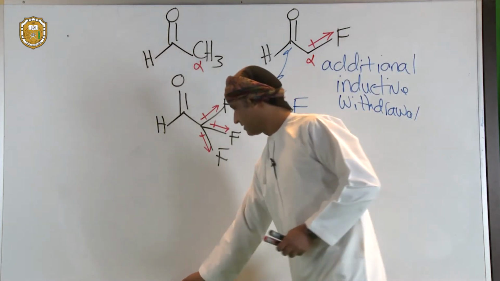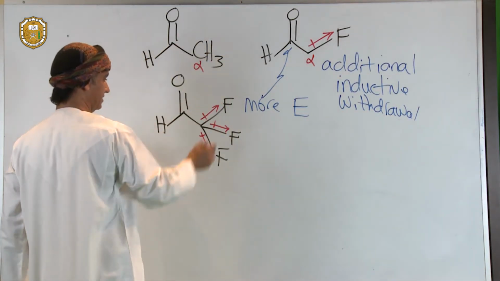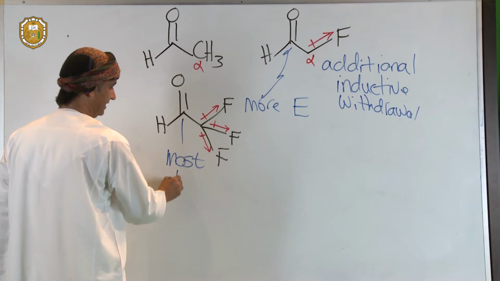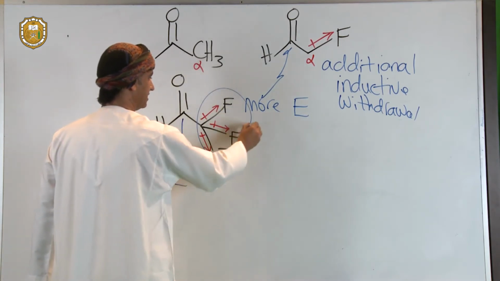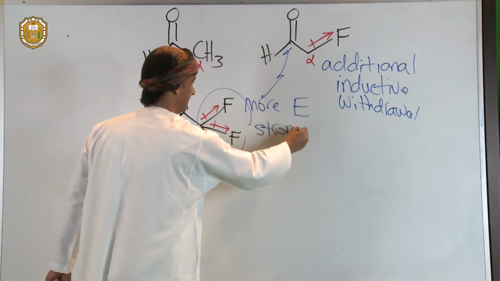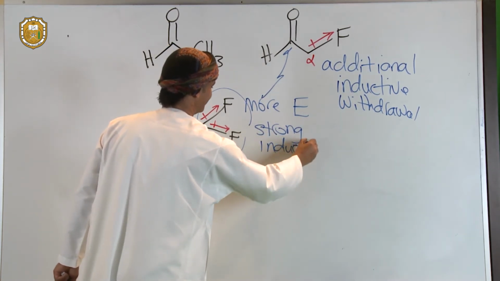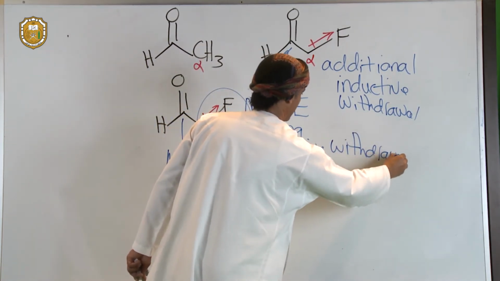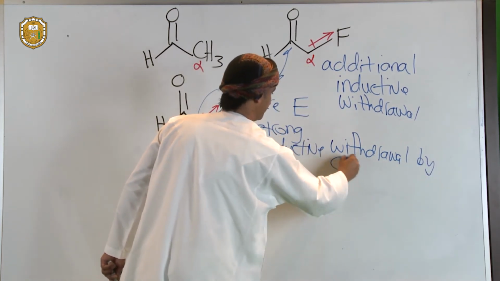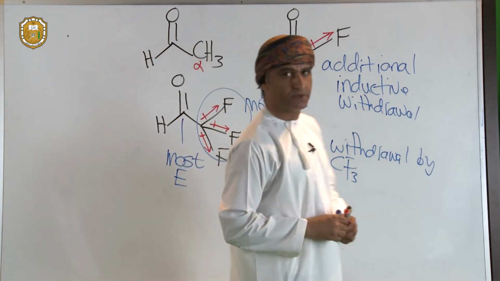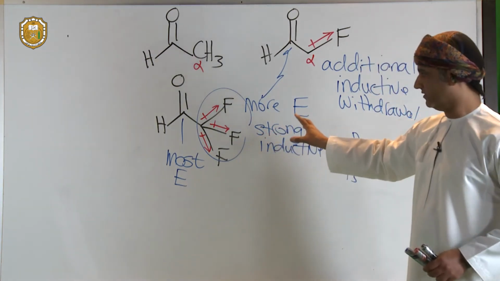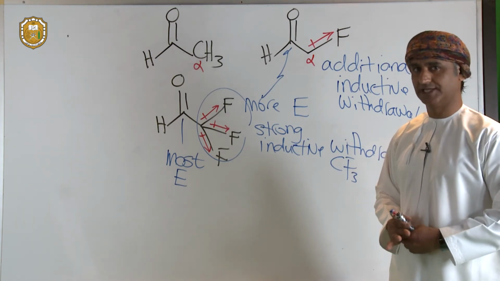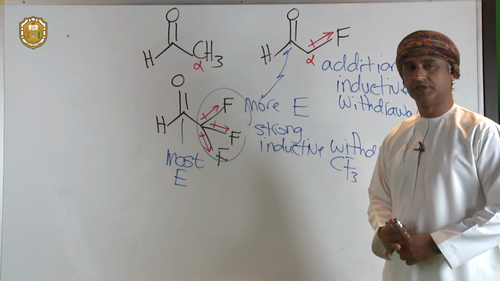So if we compare this compound with the previous 2 aldehydes, we would say that that carbon is the most electrophilic. That's because of the additional or the strong inductive withdrawal by the CF3 group, the trifluoromethyl group. There is a strong inductive withdrawal in this case, which makes that carbon of this aldehyde very, very electrophilic, much more electrophilic than the second or even the first aldehyde.